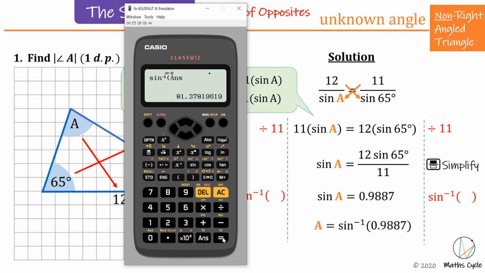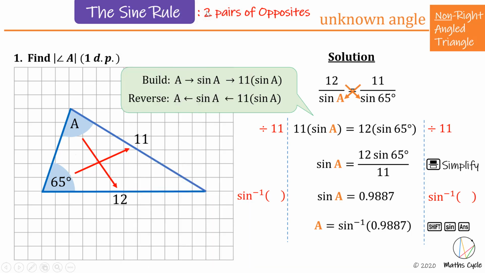It's very useful. Now this question here looked for the angle A correct to 1 decimal place. So after my 1 decimal place, I have a 7, so I'll be rounding up. So my answer is 81.4 degrees. Remember, you're looking for an angle. So A equals 81.4 degrees.